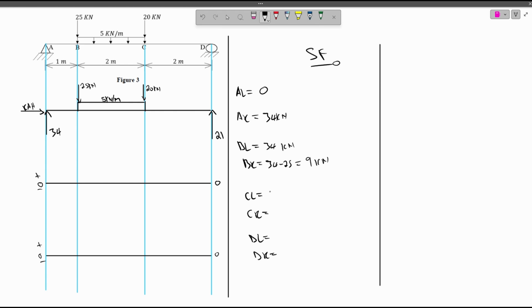Our C left is 9 minus 5 times 2, which is negative 1. Our C right will be minus 1 minus 20, which is minus 21 kilonewton. D left, we have minus 21 kilonewton. D right is minus 21 plus 21, which is 0 kilonewton.